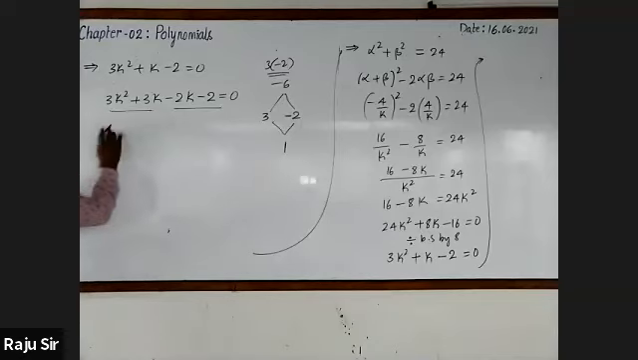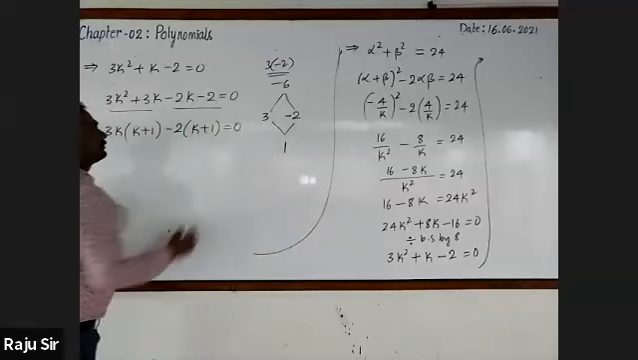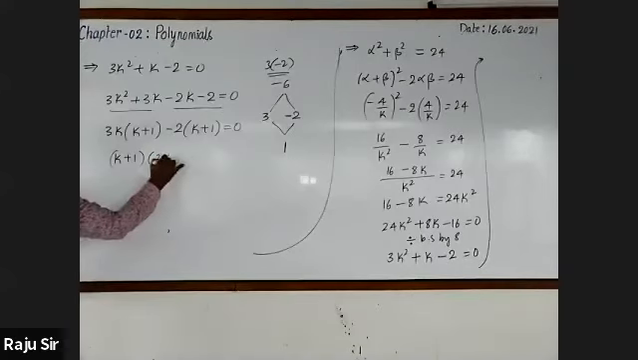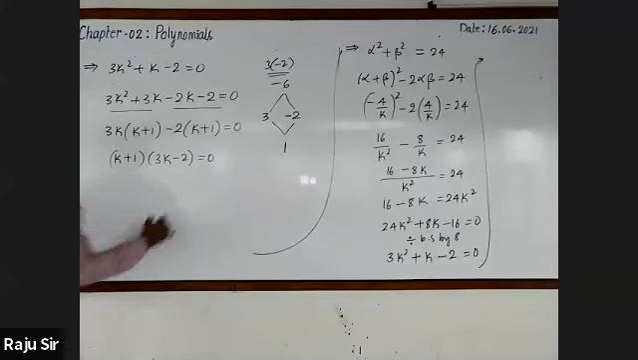Group and simplify. In the first group, common factor is 3k, it will be k plus 1. In the second group, 2 is the common factor, again k plus 1. In the whole statement, k plus 1 is there. Remaining, it will be 3k minus 2 equal to 0.